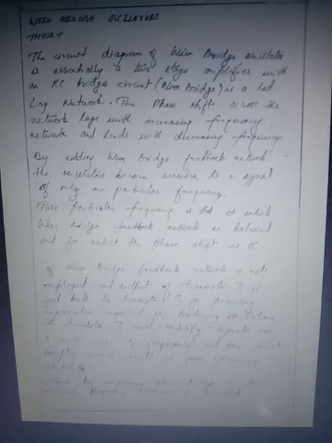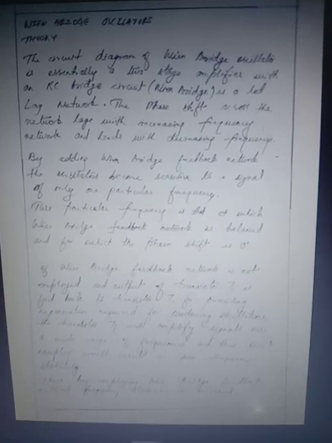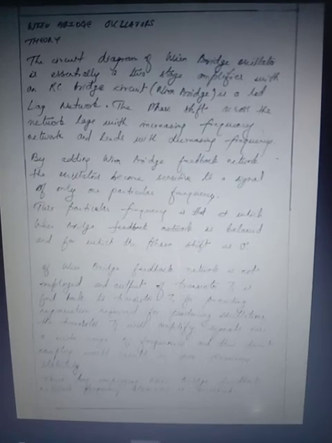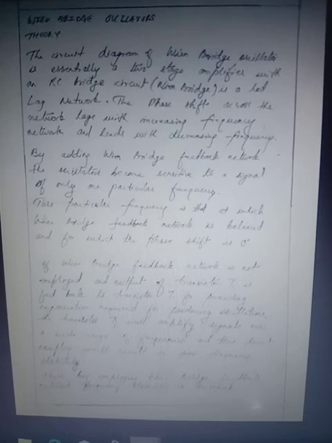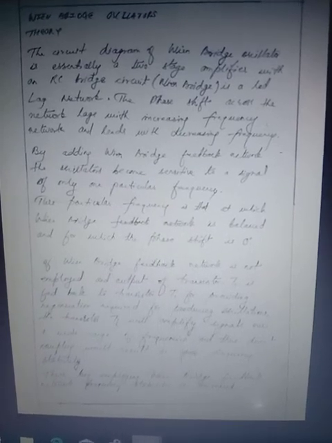If the Wien Bridge feedback network is not employed, the output of the transistor is fed back to transistor T1 for providing the regeneration required for producing oscillations. The transistor T1 will amplify signals over a wide range of frequencies, and the direct coupling would result in poor frequency stability. Thus, by employing the Wien Bridge feedback network, frequency stability is increased.